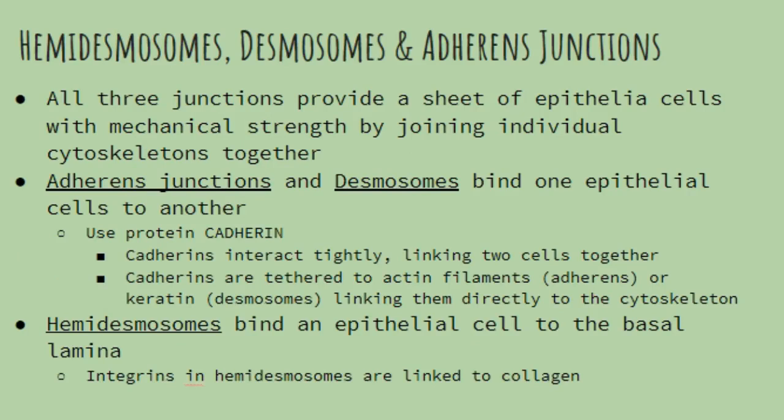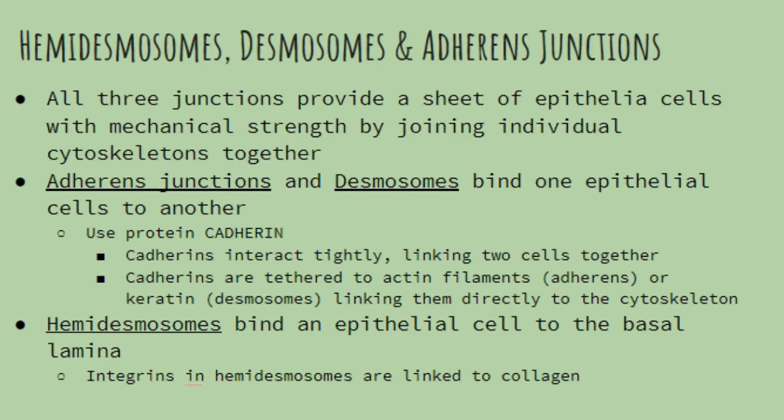Hemidesmosomes, desmosomes, and adherens junctions, all three provide a sheet of epithelial cells with mechanical strength by joining individual cytoskeletons together. Adherens junctions and desmosomes bind one epithelial cell to another. They use the protein cadherin, which interacts tightly with the two cells, linking them together. Cadherins are tethered to actin filaments on adherens, or keratin on desmosomes, which links them directly to the cytoskeleton.